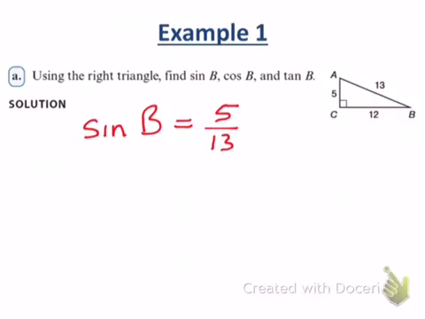The cosine of B is equal to the adjacent leg to B, which is 12. The hypotenuse is still 13. Yes, Brent? So when you put that in your calculator, how do you do it? Can't use a calculator for this. We'll get to that in a minute.